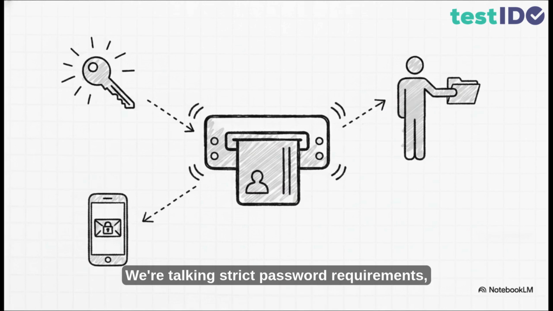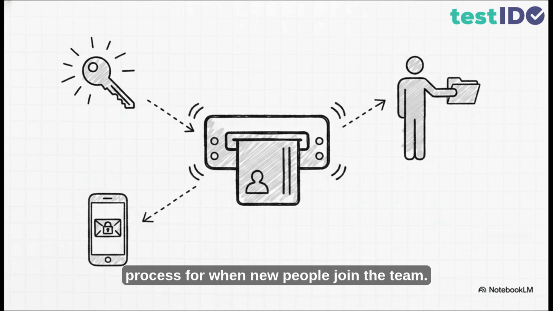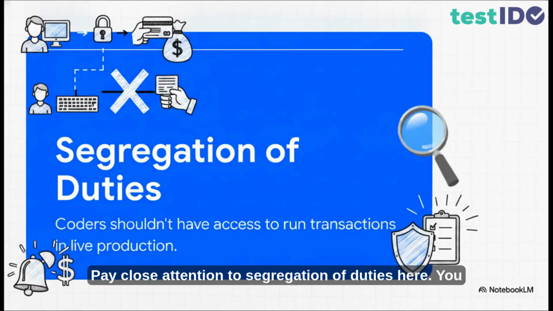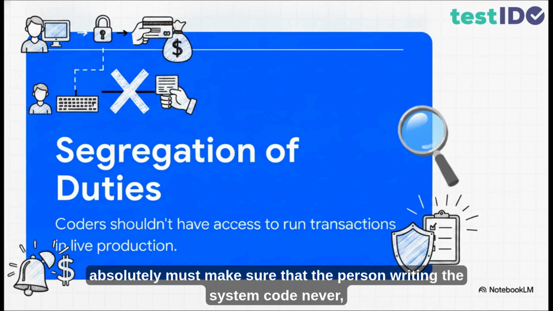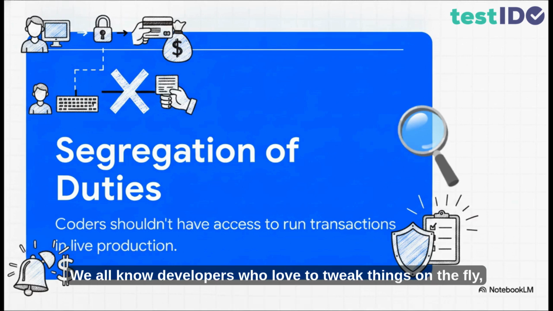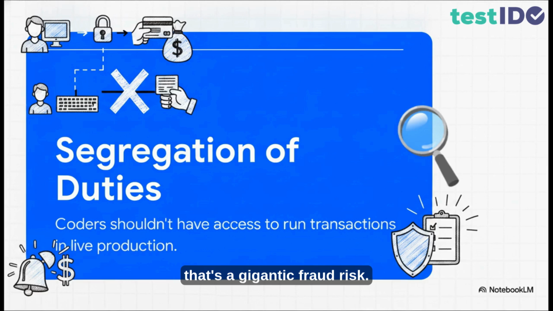We're talking strict password requirements, multi-factor authentication, and having a really solid formal user provisioning process for when new people join the team. Now here is a massive exam tip for you. Pay close attention to segregation of duties here. You absolutely must make sure that the person writing the system code never, ever has access to run transactions in the live production environment. We all know developers who love to tweak things on the fly, but if someone can write code and process live payments, yeah, that's a gigantic fraud risk.